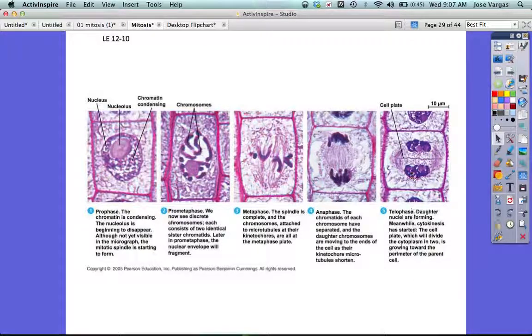And then in telophase, the daughter nuclei are formed, everything is almost complete, but they're not two separate cells yet. We need the next phase, which is called cytokinesis, where we actually split it.